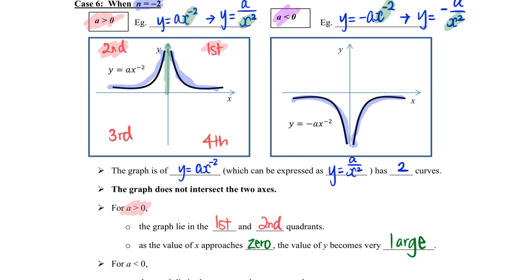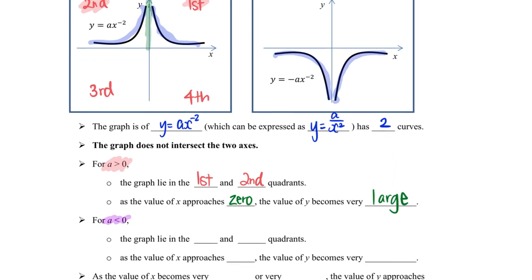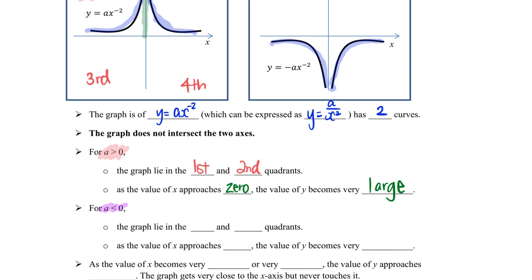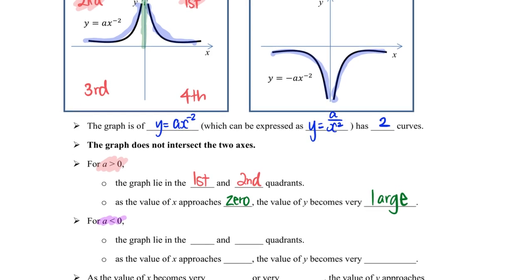As for the case where a is less than 0, which is the right side graph, do notice that again this is first, second quadrant, third and fourth quadrant, that the graph lies on the third and fourth quadrant. And again, as the value of x approaches 0, which is around here, what happened to the value of y? Yes, it becomes very, very small. The y keeps on decreasing.